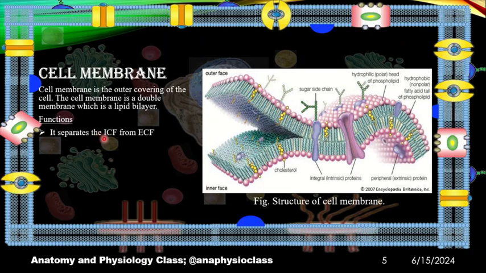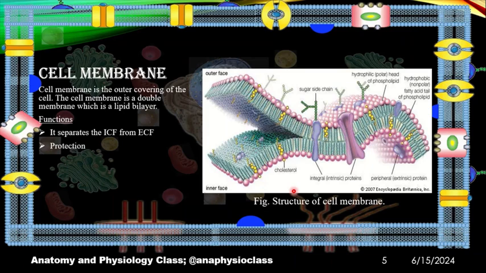ICF means intracellular fluid. There is fluid inside the cell, which is known as cytosol. So the fluid inside the cell membrane is known as cytosol. So this cell membrane separates this ICF, the fluid inside the cell, intracellular fluid, from ECF, extracellular fluid, the fluid outside the cell.